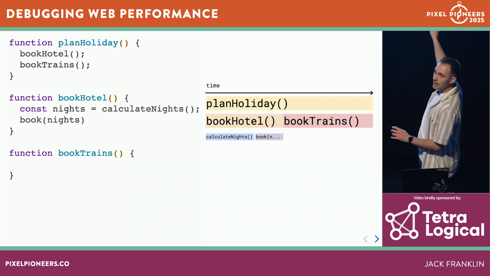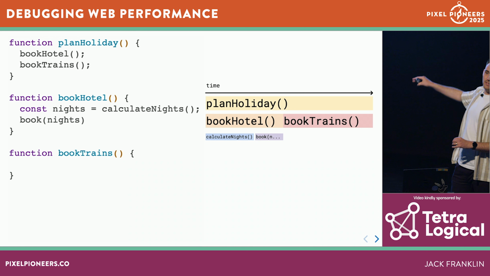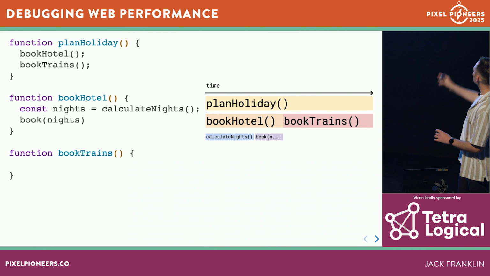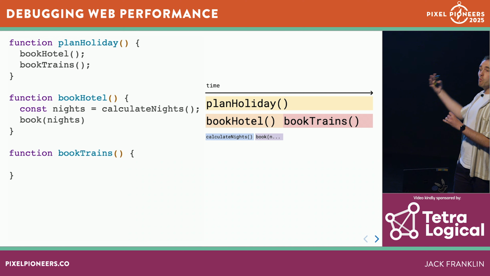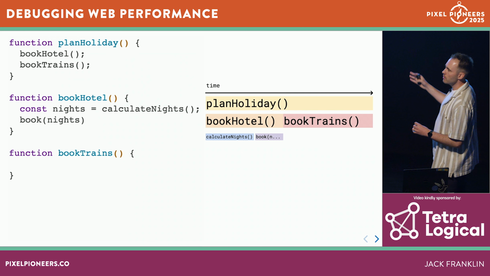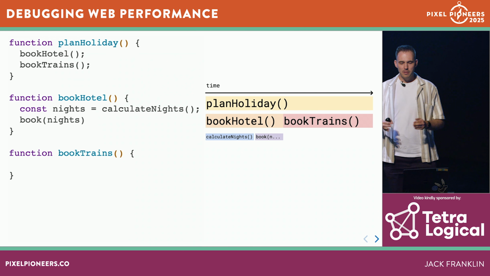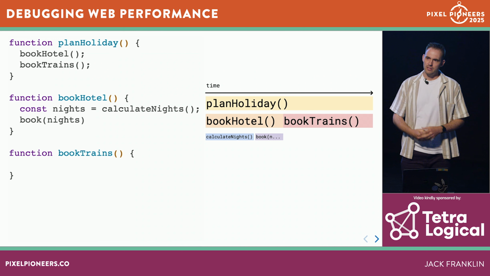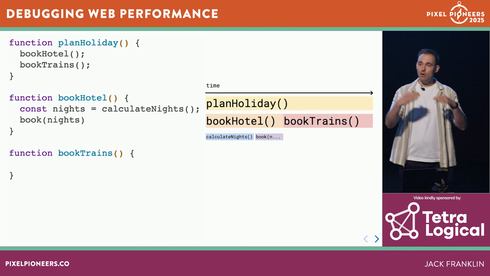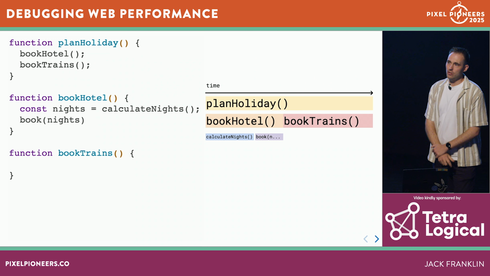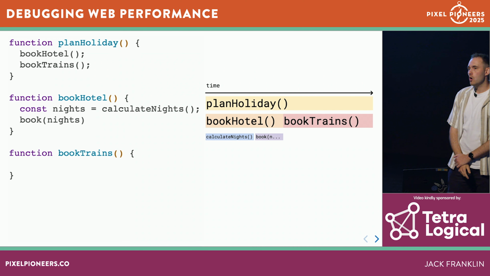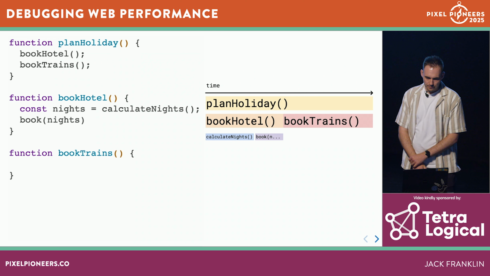So that, on the right-hand side, is a flame chart, and it shows you the representation of what happened over time. And also, you can see how long the functions took and why they took so long. So we can understand that plan holiday took that chunk of time because it was made up of both book hotel and book trains and so on. So all we're doing here is we're showing you over time how long functions took to run, just to help you spot opportunities to improve them.